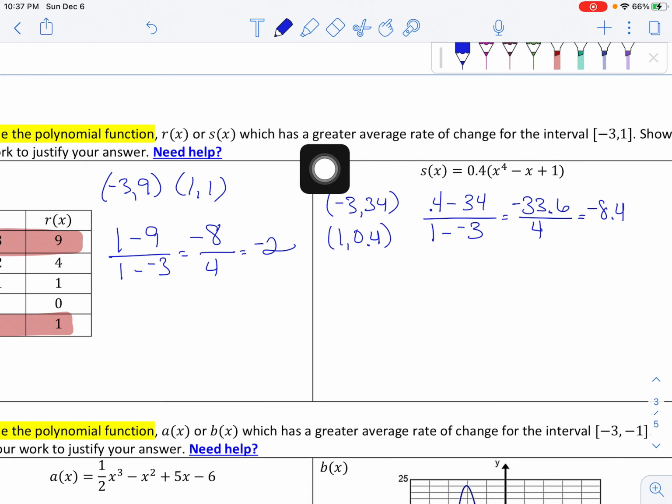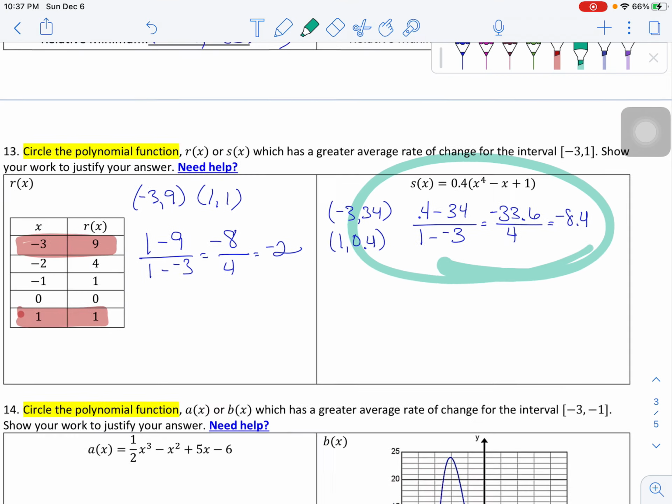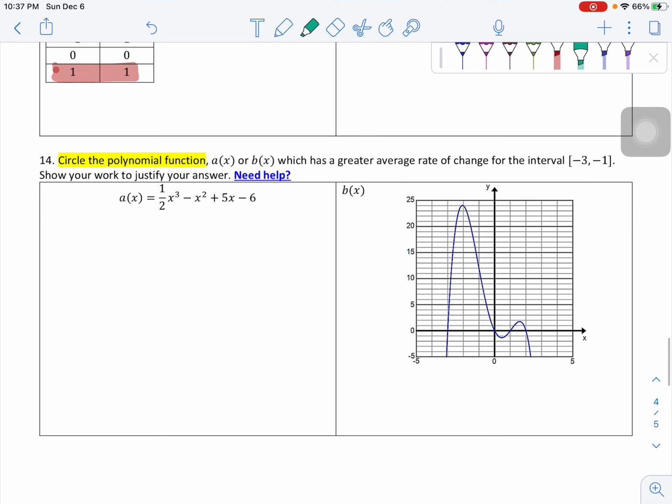This function has a rate of change of negative 8.4. So when it says greater average rate of change, you are looking for the greater change, the greater amount of change. So dropping 2 is not greater, or decreasing by 2 is not greater than decreasing by 8.4. So this is the function that has the greater rate of change. I'm going to use the highlighter here and circle the function that has the greater average rate of change. All right, so that's number 13.